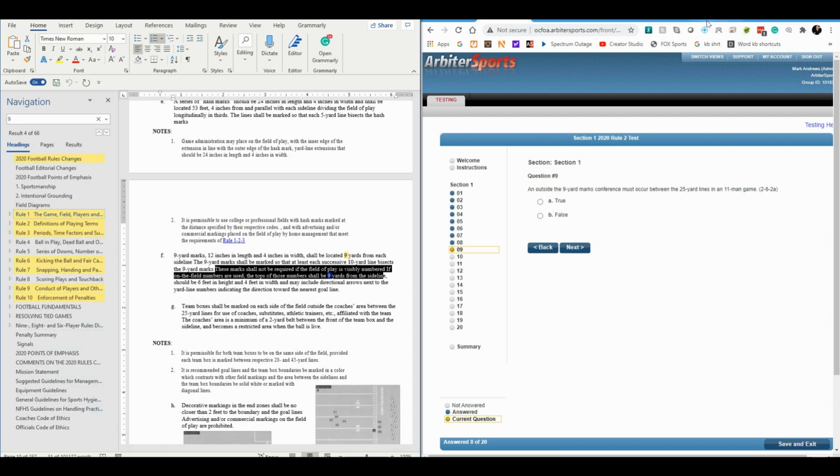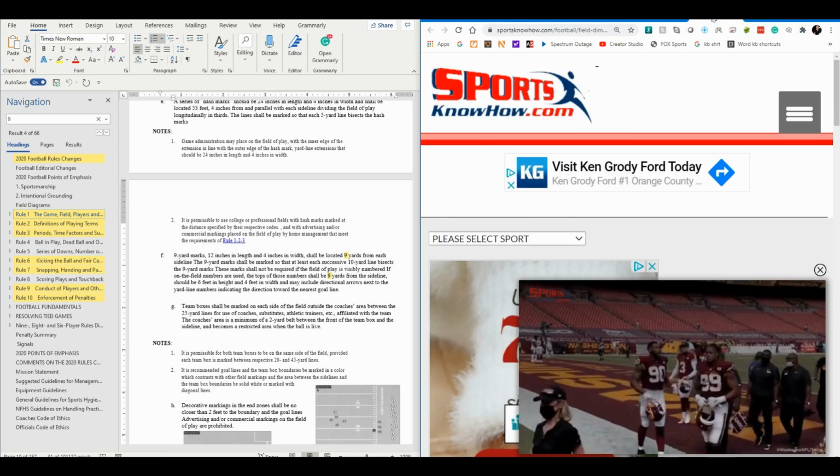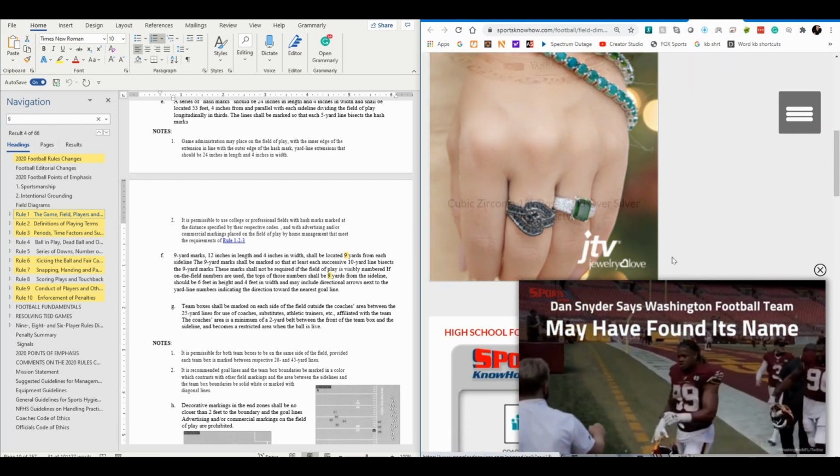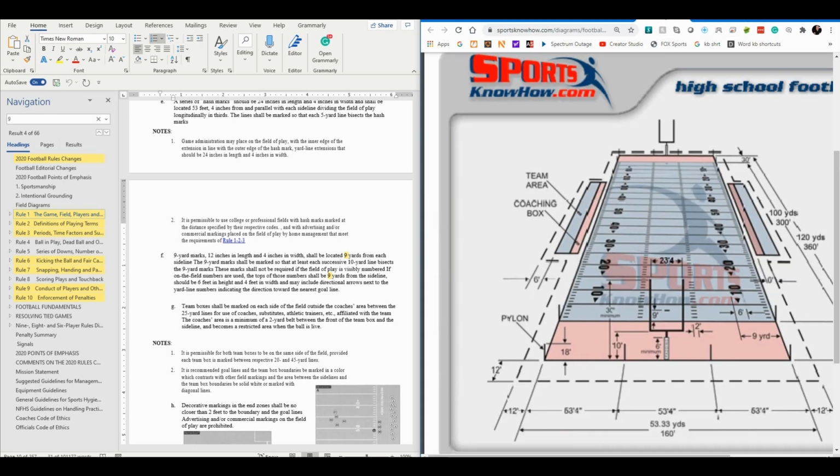I even dug up a diagram. Oh, you piece of crap. Where is it? Oh, there it is.